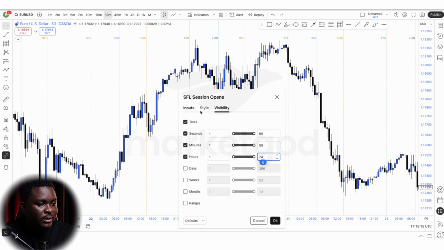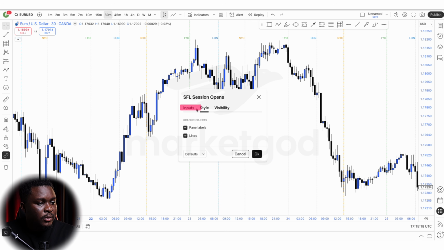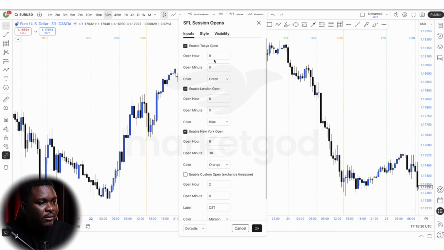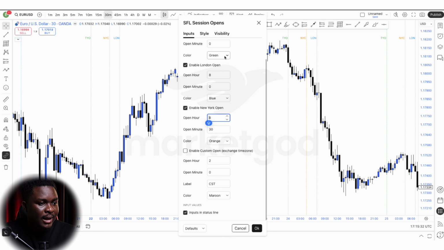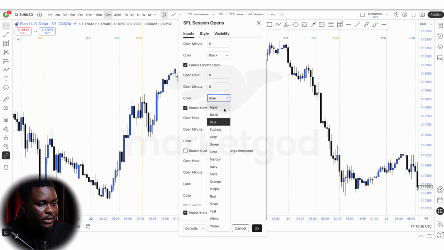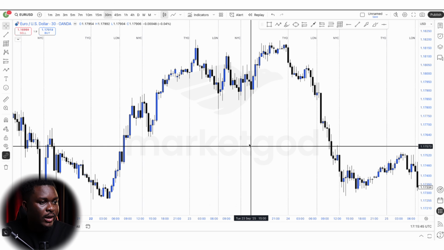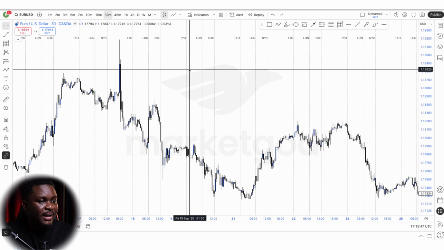You're just going to click on style and then inputs, right? You're going to look at inputs. Now for this one, you are going to change the New York to 8, all right? And then you're going to change all the colors to black. It's some preference. So if you want to have yours blue, that's fine with you. So I'm just going to have all this on black. I'm going to click on OK. Now this is how clean my chart is looking.